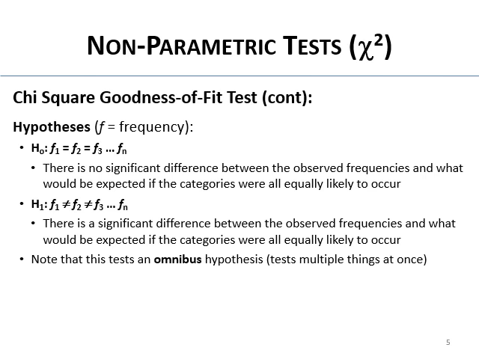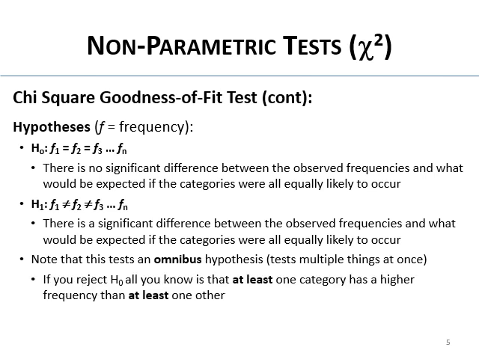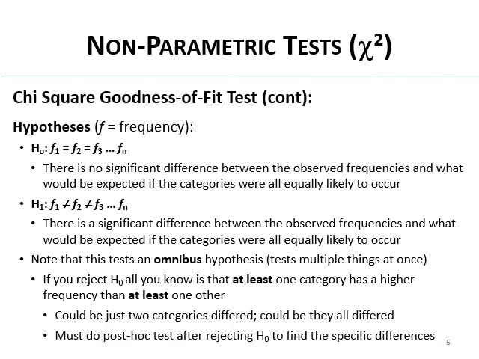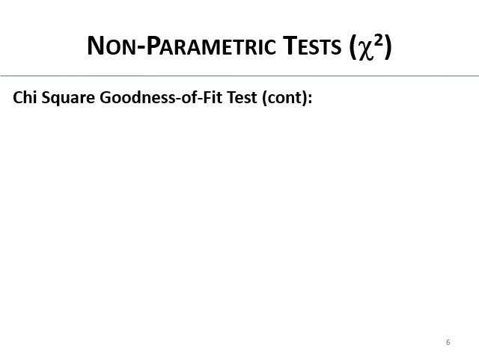If any category is different from expectation, it will be statistically significant. Now, if you reject the null hypothesis for the chi-square goodness of fit test, because it's omnibus, all you know is that at least one category has a higher frequency than at least one other. That's it. In order to figure out whether it's just 2 categories that differed or they're all different from each other, you've got to do post hoc tests after rejecting the omnibus null hypothesis to find those specific differences. And it's pretty easy for this one.